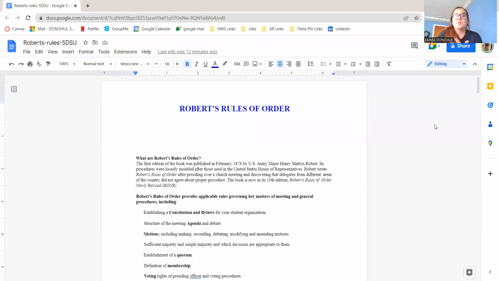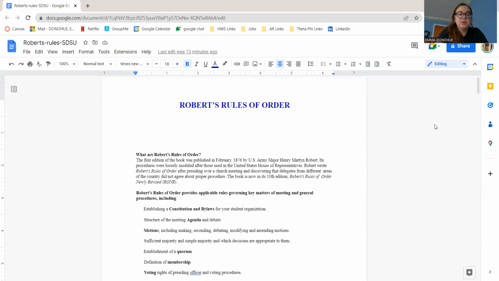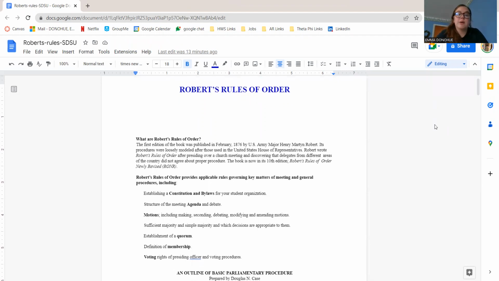So, Robert's Rules of Order. First things first, we should talk about the history of Robert's Rules. The first edition of Robert's Rules of Order was published in February of 1876 by U.S. Army Major Henry Martin Robert. Its procedures were loosely modeled after those used in the United States House of Representatives.